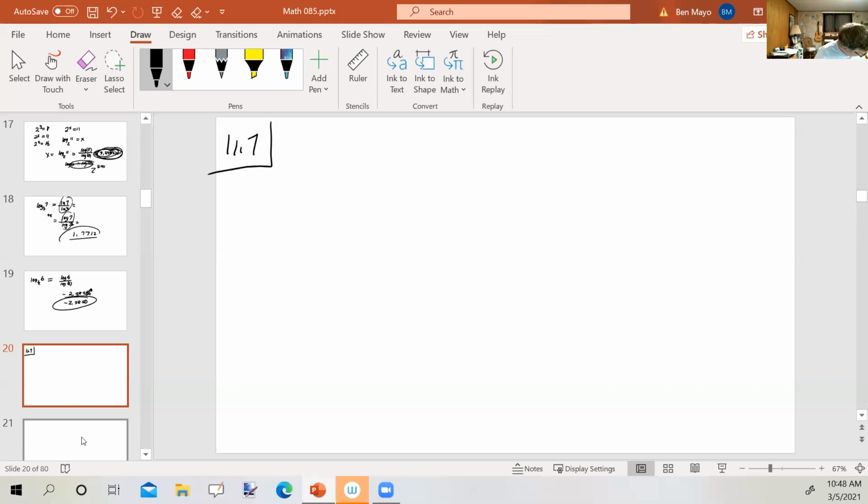Let's say we have the following situation. 3 to the x plus 1 power equals 27. Okay, so we have an exponential equation.